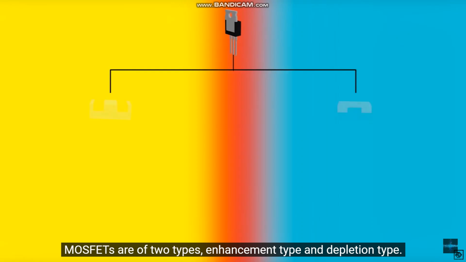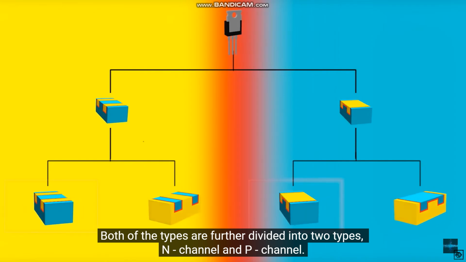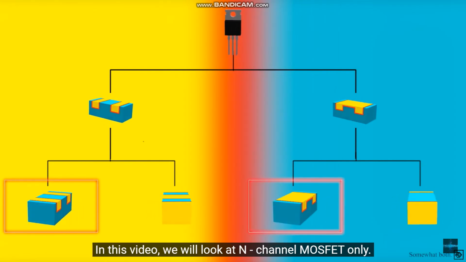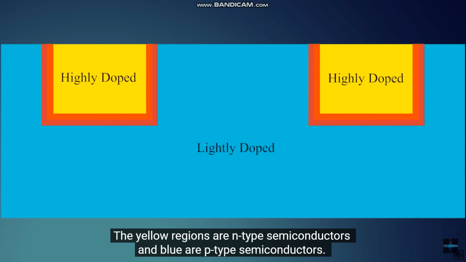MOSFETs are of two types, enhancement type and depletion type. Both of the types are further divided into two types, N-channel and P-channel. In this video, we will look at N-channel MOSFET only. First, let's see the N-channel enhancement type MOSFET. This is the structure of MOSFET. The yellow regions are N-type semiconductors and blue are P-type semiconductors.